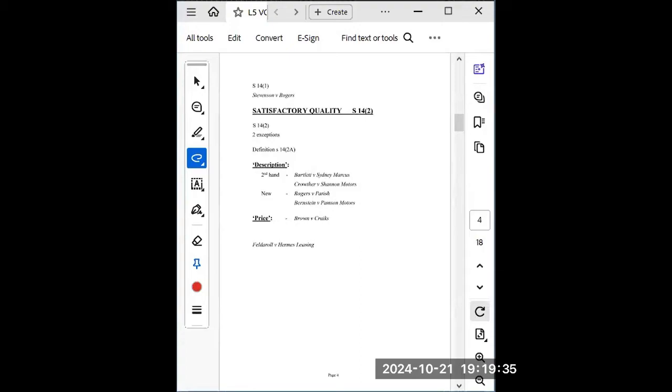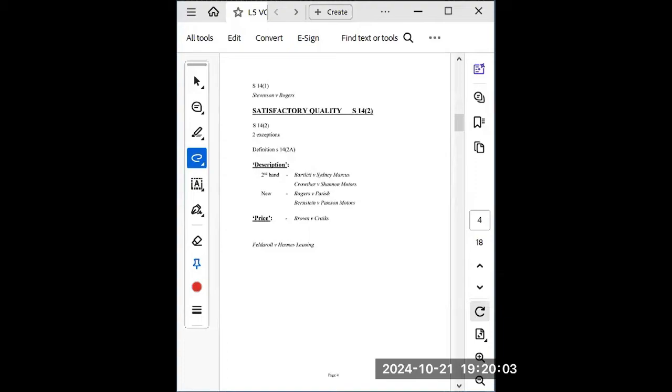Second-hand goods, it's fine. Crowther against Shannon Motors, second-hand car, but this time the car just clapped out. It broke down after almost no time at all. The court said, well, even second-hand goods must be roadworthy for a reasonable length of time. So the court said, breach 14.2, even though it was a second-hand car.